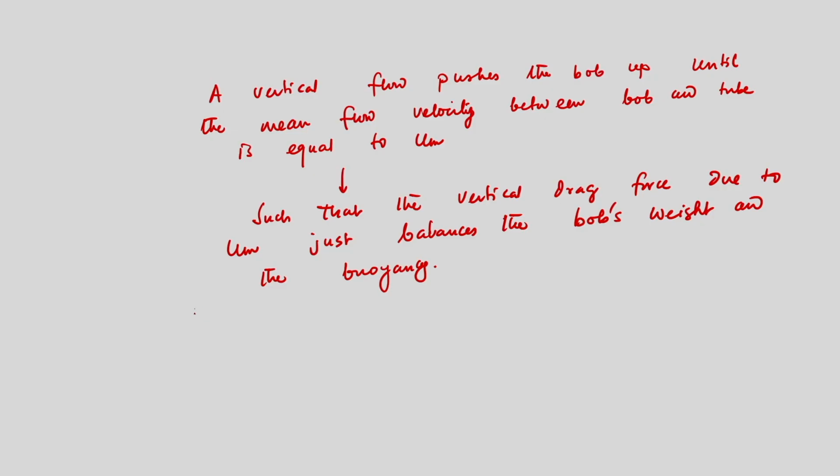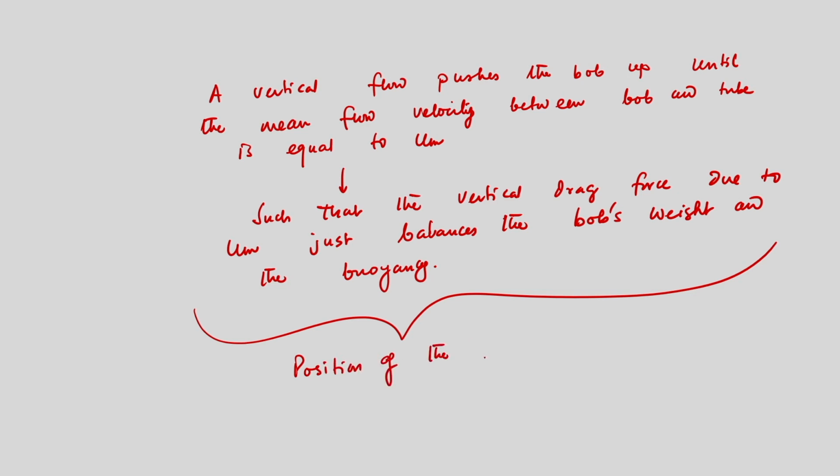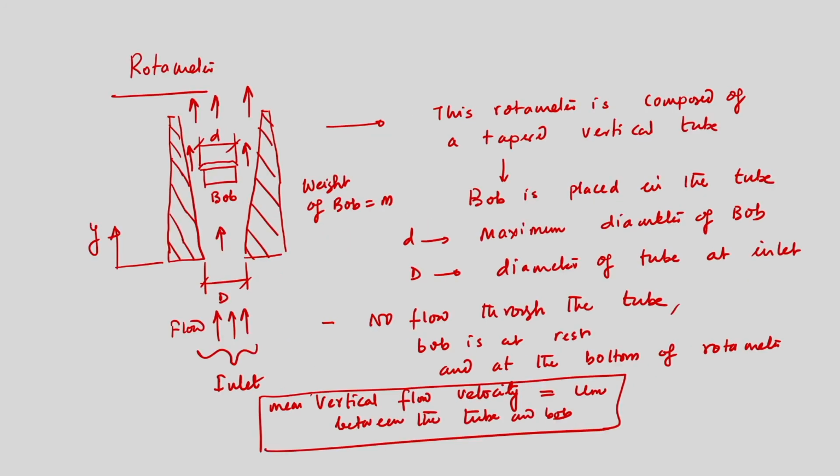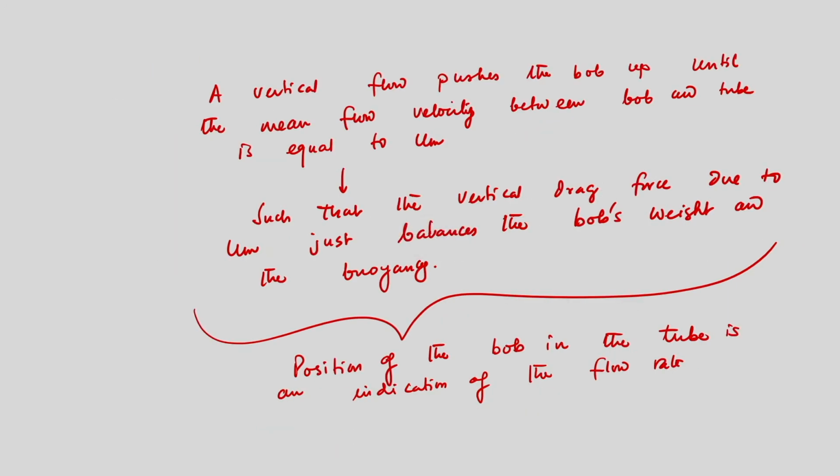Right. So, from this discussion we can say that the position of the bob in the tube is an indication of the flow rate, because the mean flow between the bob and the tube and the drag force due to this mean flow will balance the bob's weight and the buoyancy.